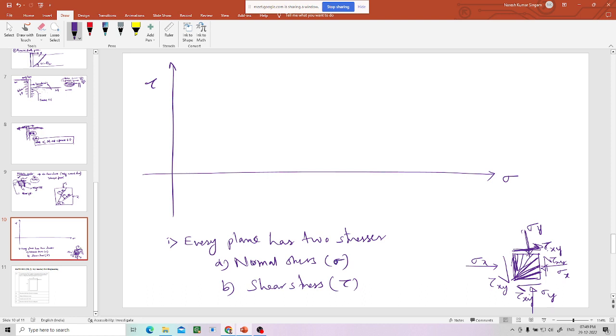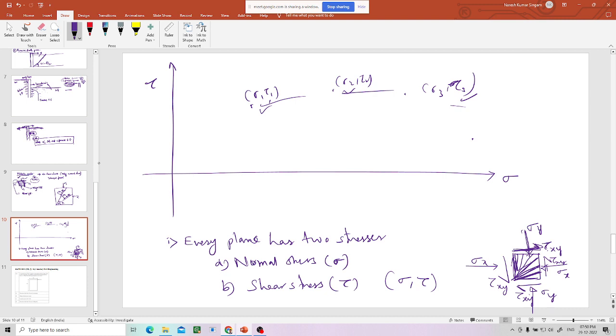So if every plane has tau and sigma, and I want to find sigma comma tau on every plane, it's like a point. So what can I do? Suppose there is a point here, a point here, a point here, like this. Each point is some sigma 1 comma tau 1, sigma 2 comma tau 2, sigma 3 comma tau 3. If I can relate these points to the stresses on every plane, then I'll take all these points from every plane. Every plane has some sigma, tau, so I'll collect all those points.